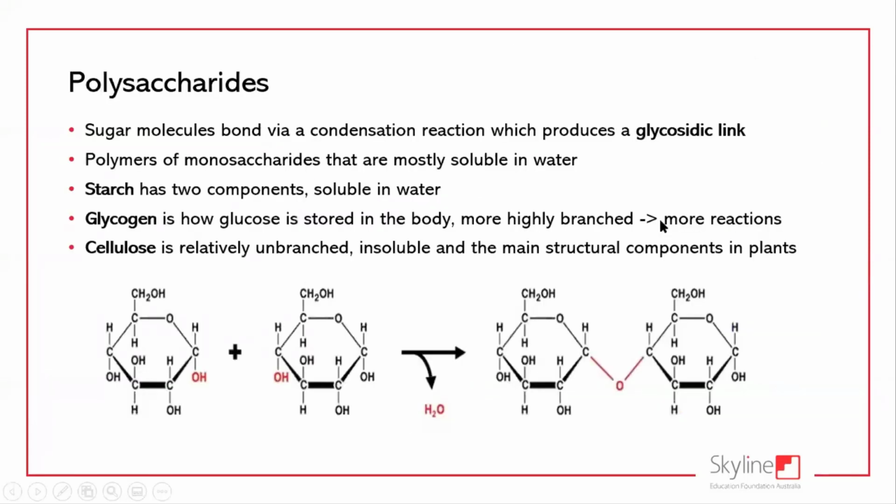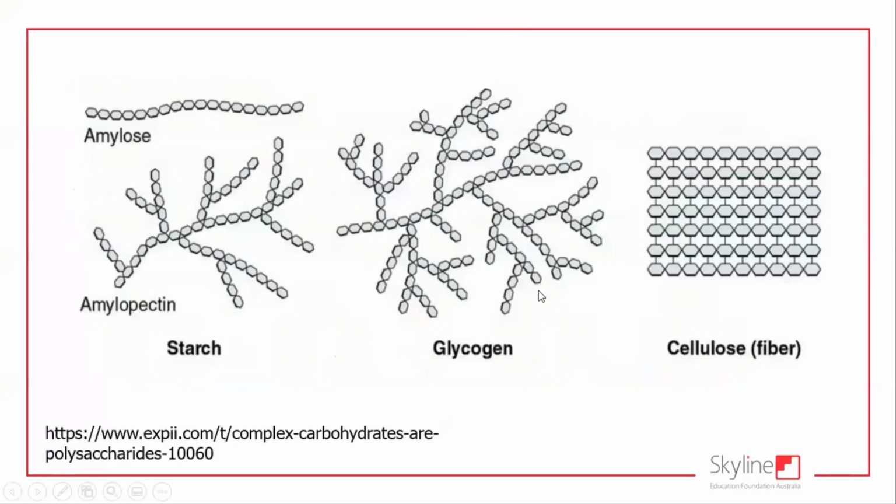Okay, polysaccharides are just sugar molecules. A monosaccharide is just your ordinary sugar, your ordinary glucose, and polysaccharides are multiple glucose molecules joined together by what's called a glycosidic link, which is actually an ether link. It's the same thing. We call it in food a glycosidic link. So each of these little shapes there are glucose molecules. This is starch. Starch can be made of amylose, which is just one straight chain, and amylopectin.